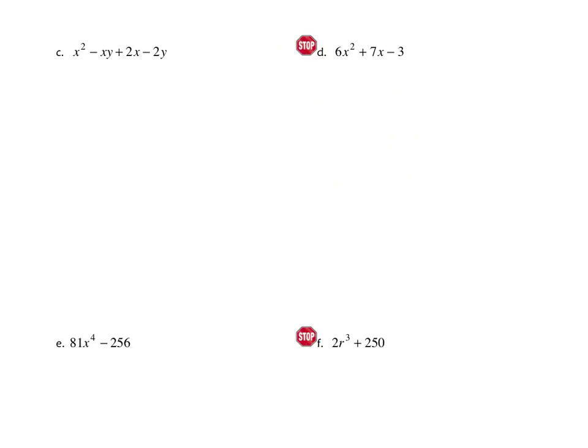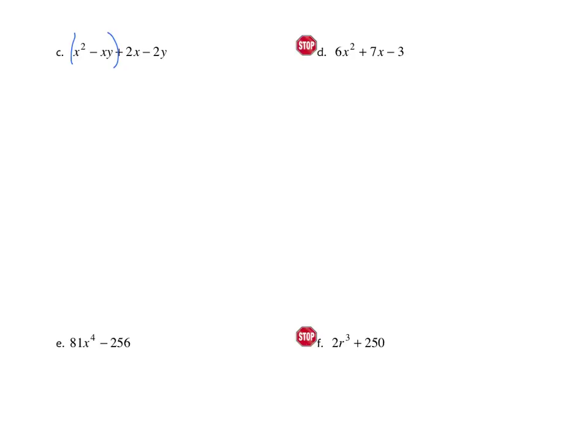Okay, example C here, we have x squared minus xy plus 2x minus 2y. Looking for a GCF, there's no variable that all 4 terms have, and there's no coefficient, no number that we could take out other than 1 that all 4 terms have. So we go down that hierarchy, and we have 4 terms. 4 terms we factor by grouping, so we're going to group these two together.